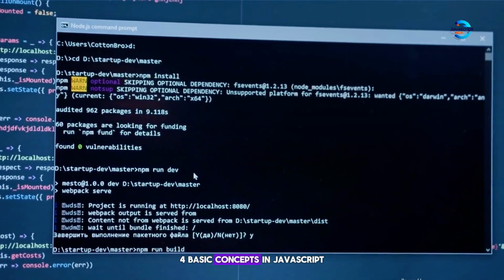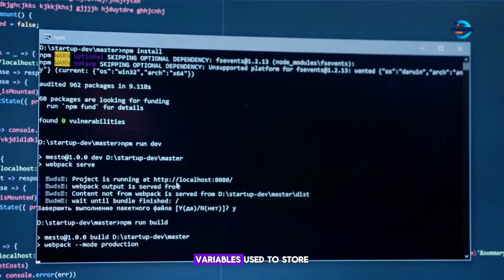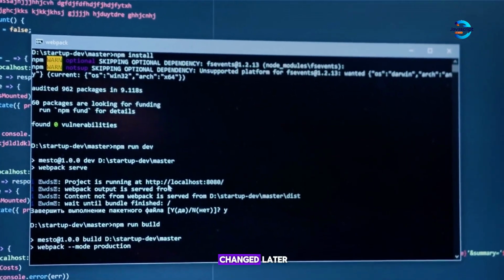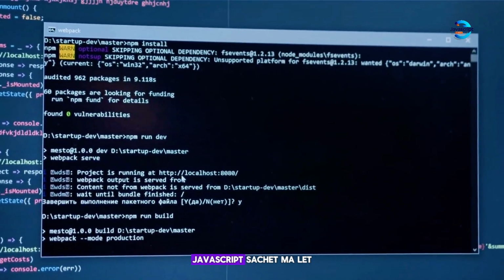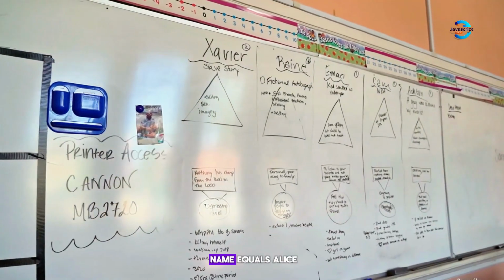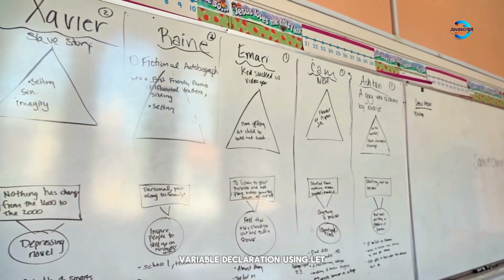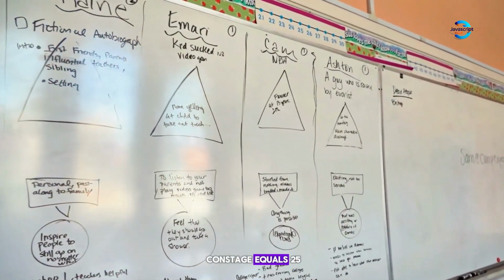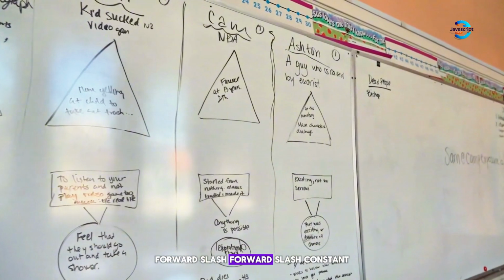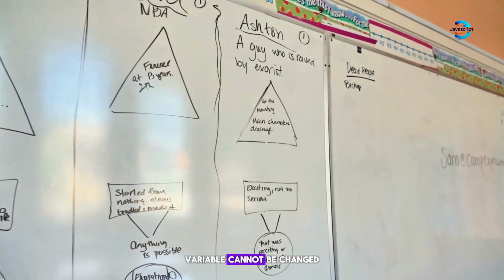4. Basic concepts in JavaScript. Variables are used to store data that can be changed later. JavaScript: let name = "Alice"; // variable declaration using let. const age = 25; // constant variable, cannot be changed.